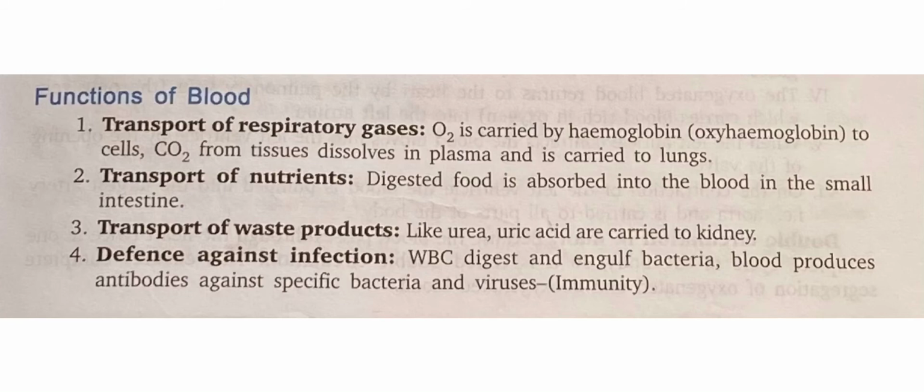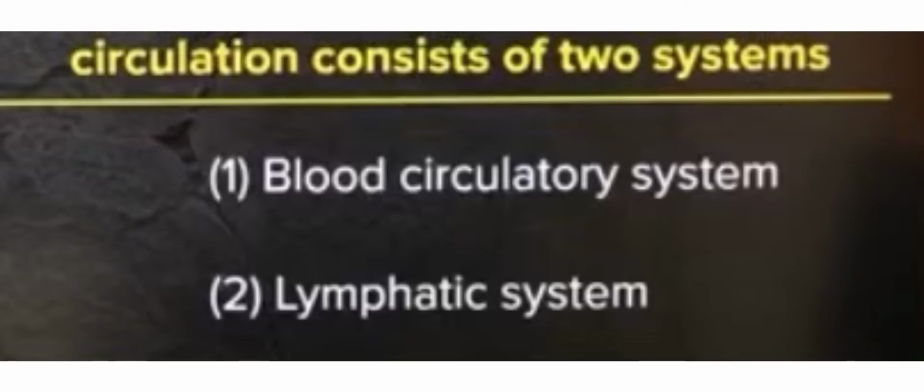So students, blood is involved in transport of respiratory gases, transport of nutrients, transport of waste products, and along with this it also acts like a soldier to protect our body. So now you are very clear how important blood is in our body. Circulation in our body consists of two types of systems. First, the blood circulatory system and second, the lymphatic system. We studied the blood circulatory system in detail in the last lecture and in this lecture also. Now we are going to study about the lymphatic system.